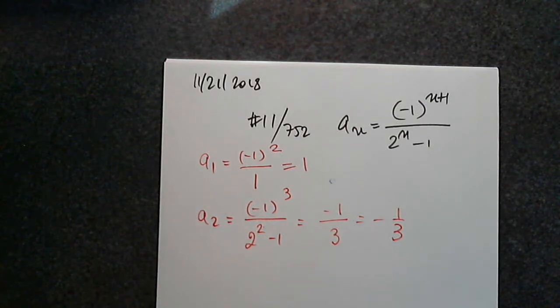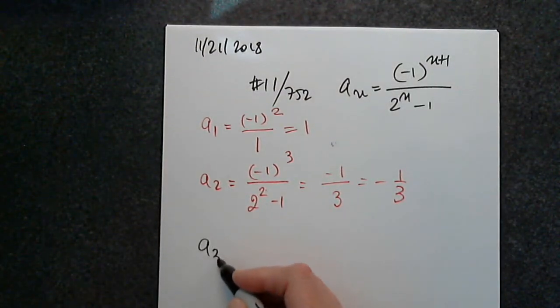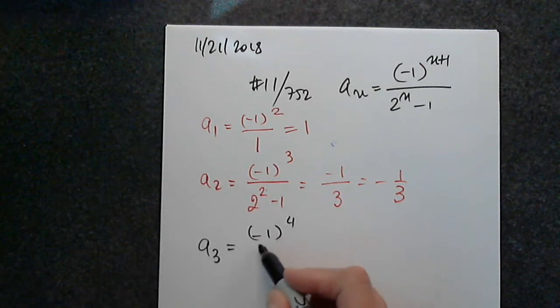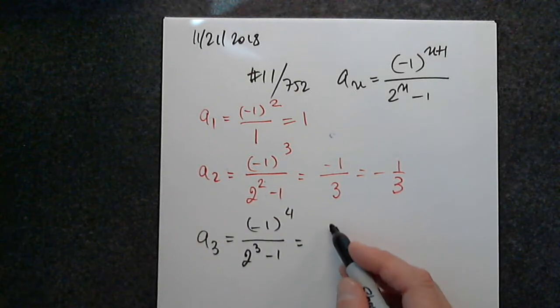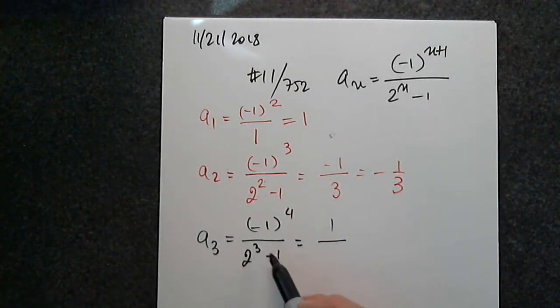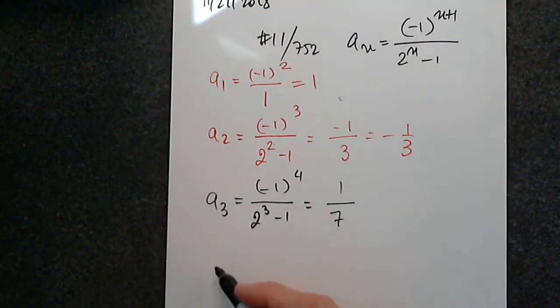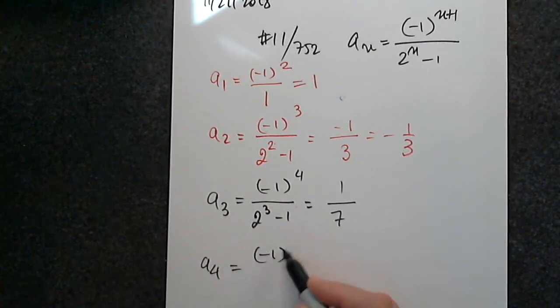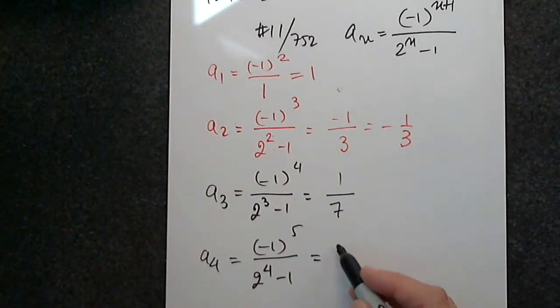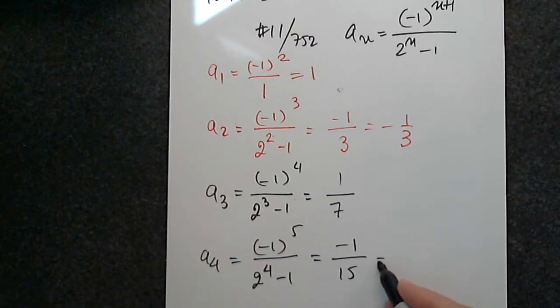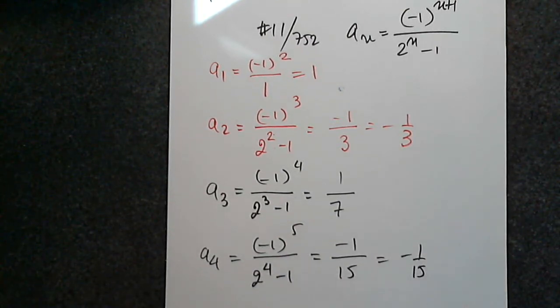A sub 3. Is this okay? A sub 3, or the third term, -1 raised to the fourth power over 2 to the third minus 1. -1 to the fourth is 1. 2 to the third is 8. 8 minus 1 is 7. So the third term is 1/7. And we also want the fourth term. So A4 is -1 to the fifth over 2 to the fourth minus 1. The top is -1. The denominator is 16 minus 1, which is 15. So this is -1 over 15.